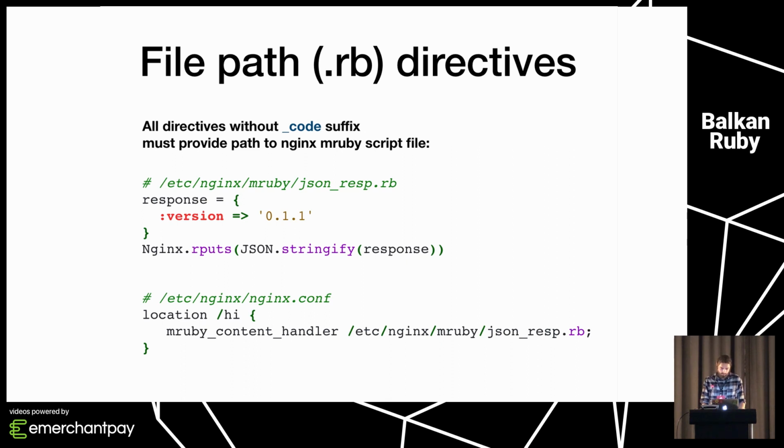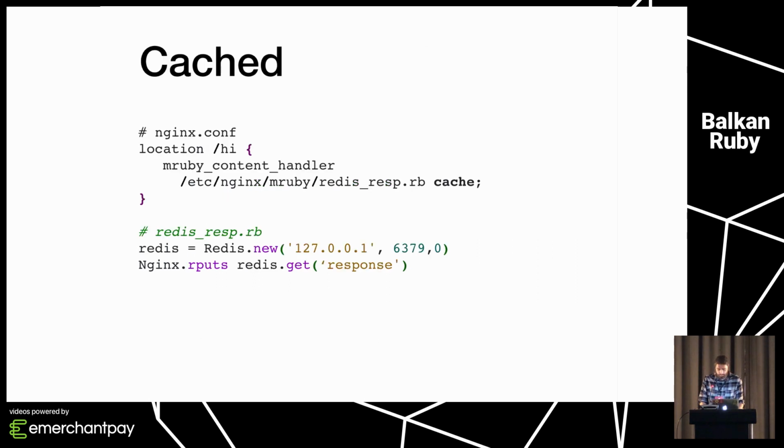Without code suffix, we can use file name with our scripts. Like in this example, we have a response hash instance. We can serialize it to the JSON and then put to special Nginx Mruby class, and we can call our script from the Mruby content handlers directive, and we will see that it will hook our script and will provide our custom response from our Mruby script.